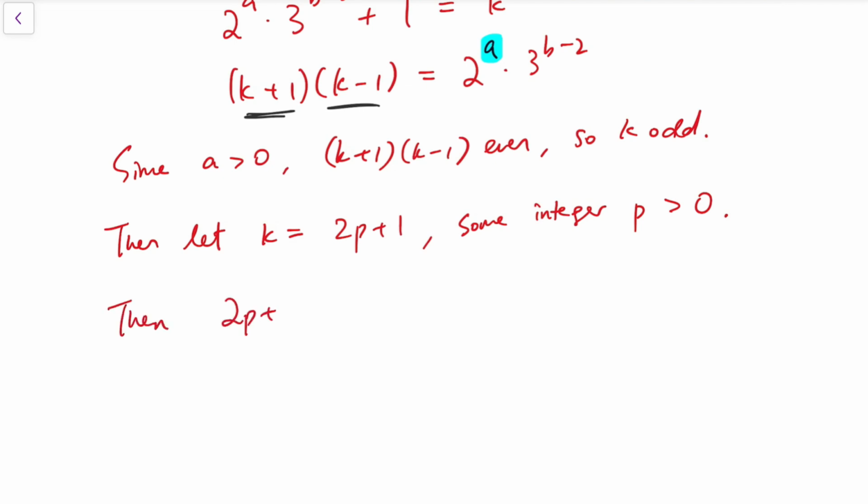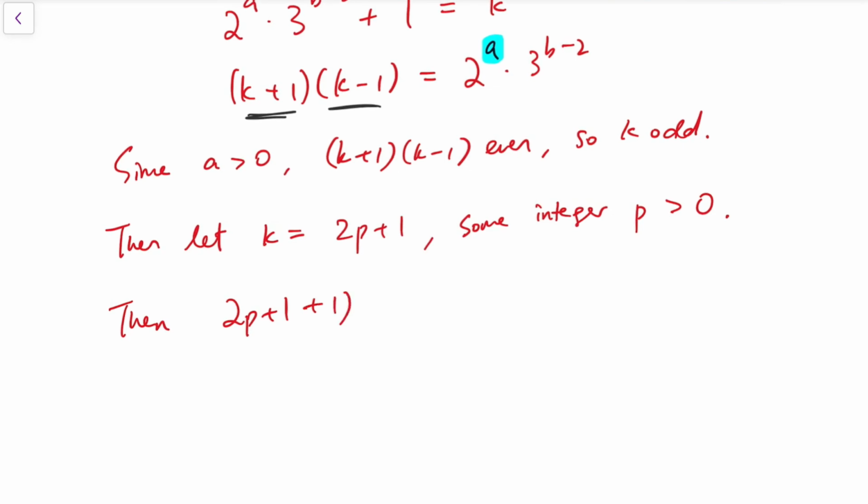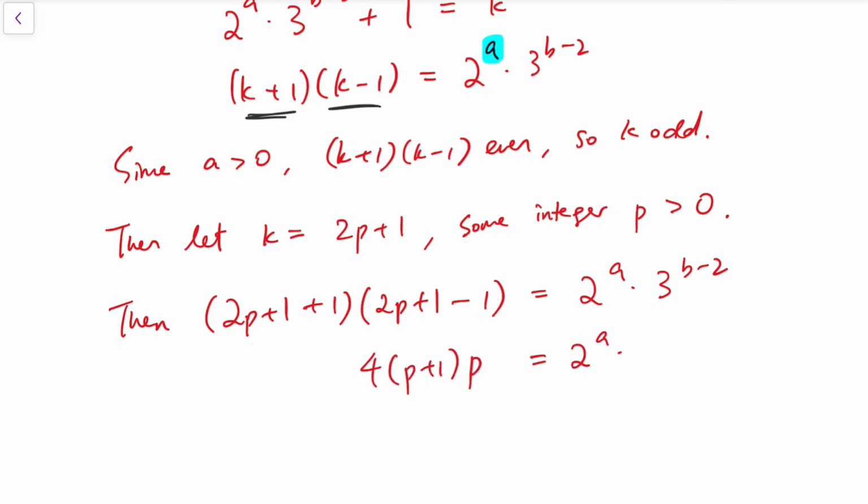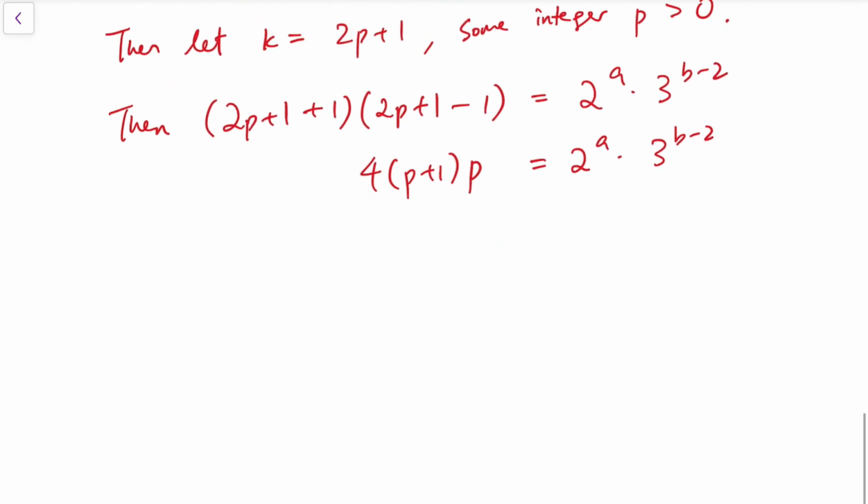Now from this, I can say 2p plus 1 added by 1 multiplied by that minus 1 is equal to 2 to the power a times 3 to the power b minus 2. Then at the left, we have 2p plus 2 times 2p. So actually, I have a multiple of 4 at the left. From this, we know that, again, a has to be at least 2. So then the right will also be a multiple of 4.